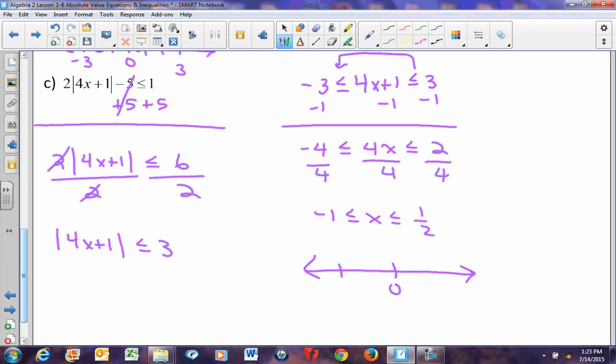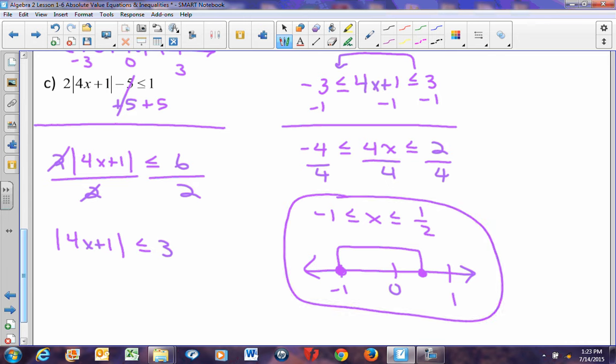Here's 0. Here's negative 1. Here's positive 1. X is greater than or equal to negative 1, less than or equal to 1/2, and a line goes between them. Make sure you number your number lines so that you can follow it. And this would be our solution, both the inequality and the graph itself.